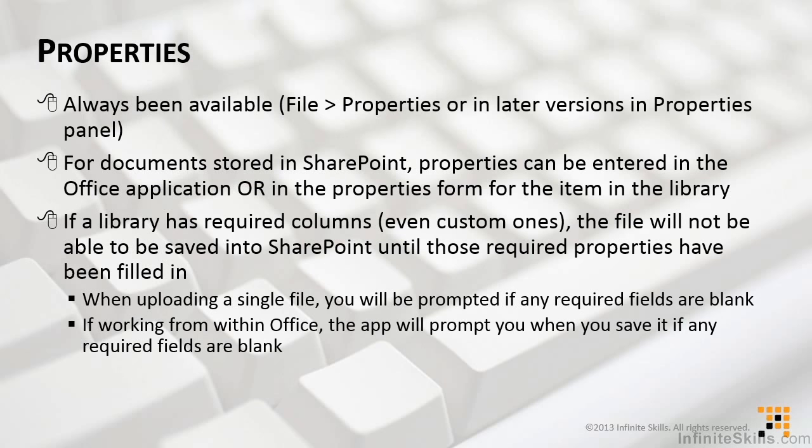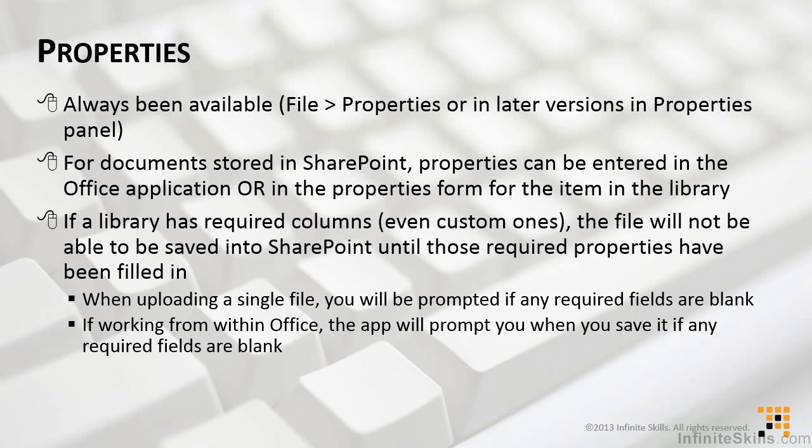The last thing we want to talk about in part 1 of this introductory video for working with libraries is about properties. Now, this is not anything new. File properties have always been available since Office first came out. Back in the days when we had menus, you'd go to the File menu and you'd choose Properties. Or in the later versions, since 2007, you've gone to the ribbon, and from the Backstage view, or by clicking on File or the Office button, you've been able to look at the Properties panel. These are still available in your Office documents.